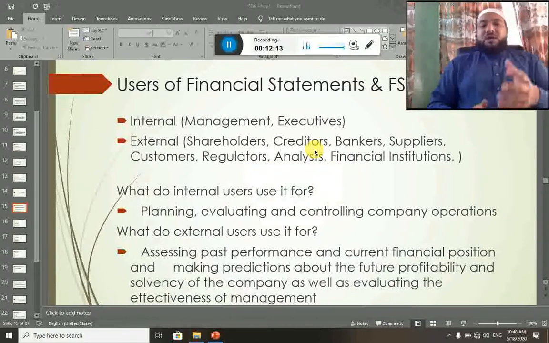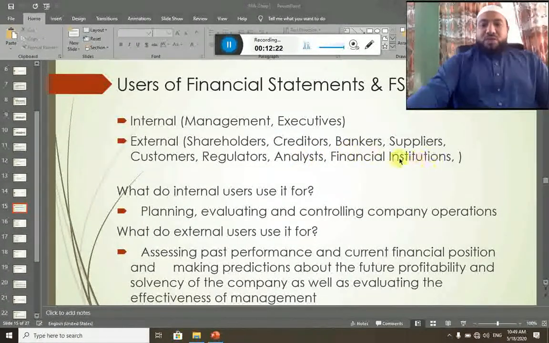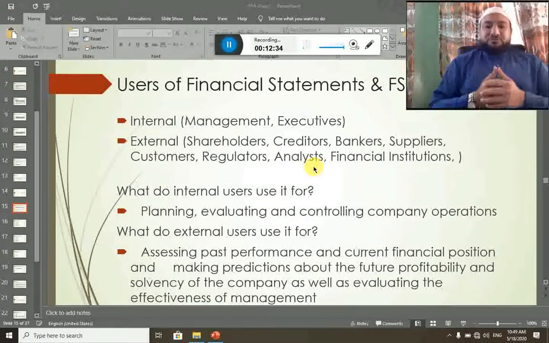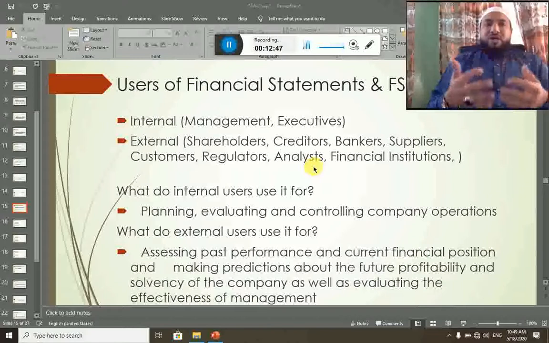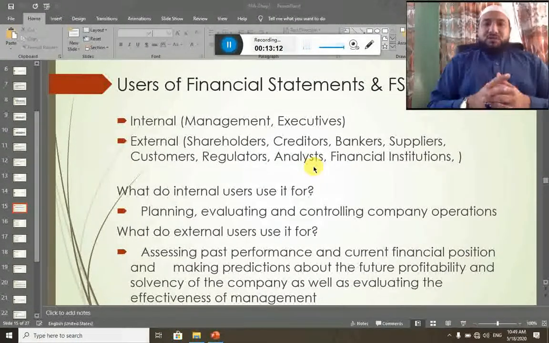So external users, as discussed earlier, could be shareholders, creditors, bankers, suppliers, customers, regulators, other financial institutions, or analysts. Analysts are professional individuals, and they provide consultancy services to other organizations. For example, commonly everybody is not able to carry out analysis on the financial statements. So the people who are not able to carry out financial statements analysis, or who are not able to get to the information or sources from where they could read this information, for them there are analysts in the market. They visit the analysts and they take their advice on certain occasions.